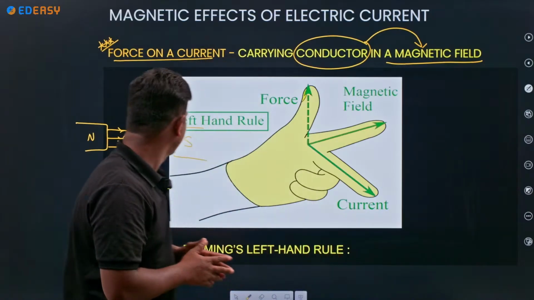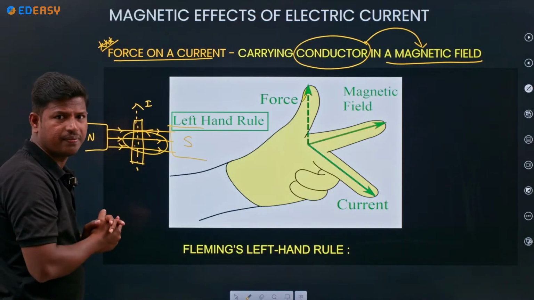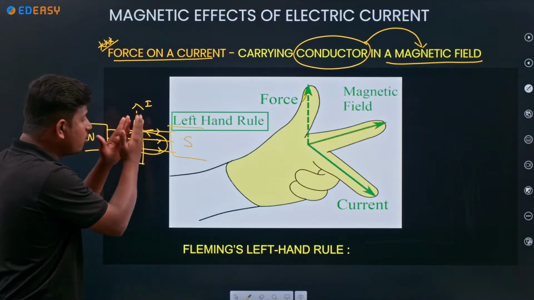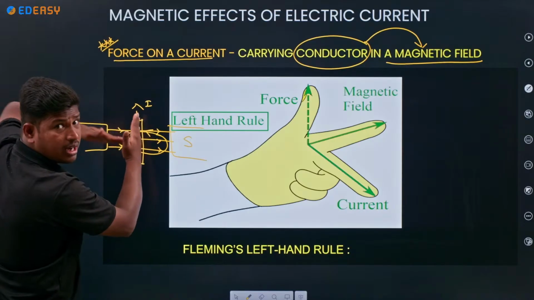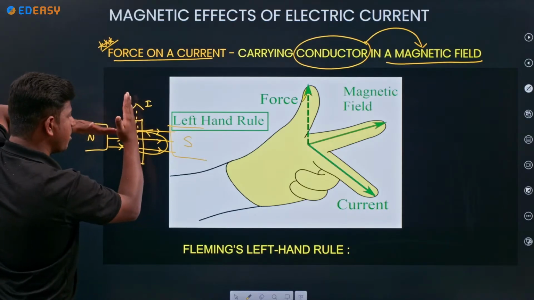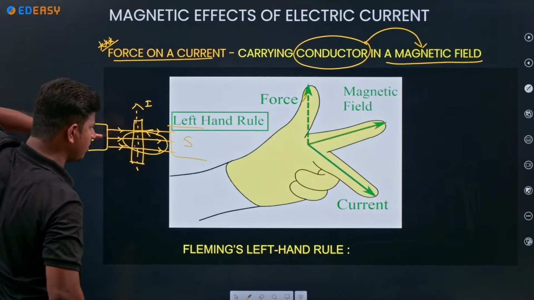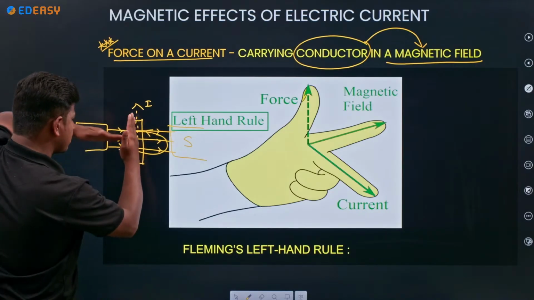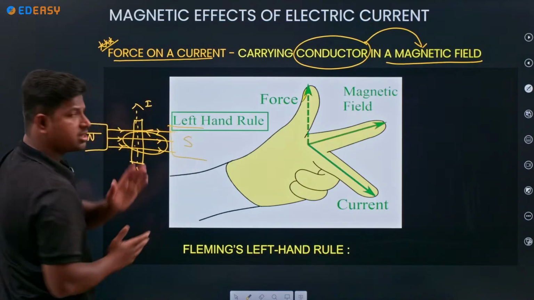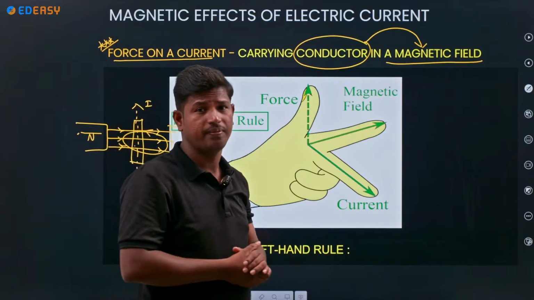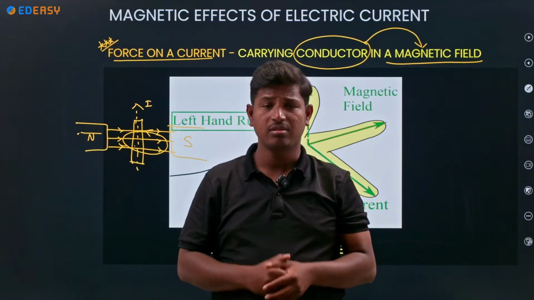See, the conductor is placed perpendicular to the field. The current direction is like this and the magnetic field direction is like this. So we arrange the conductor in the magnetic field, with the field lines passing like this, and a force acts on the conductor. So how will the force be? If a force acts, how will the motion be?